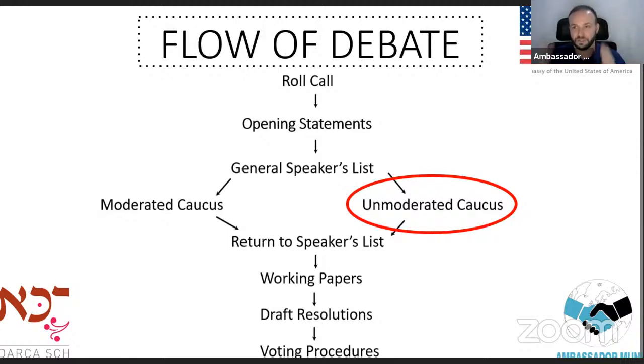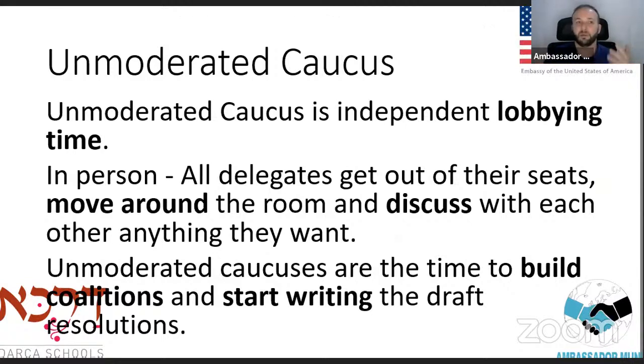The general speakers list and the moderated caucus are the speaking, which we have been doing every week so far until today. And the unmod is independent lobbying time. All the delegates in a physical classroom get out of their seats and walk around, and we mostly stay quiet unless they ask us questions. And this is the time to build coalitions and start writing the ideas. All right, so that's what we're going to be learning about right now.